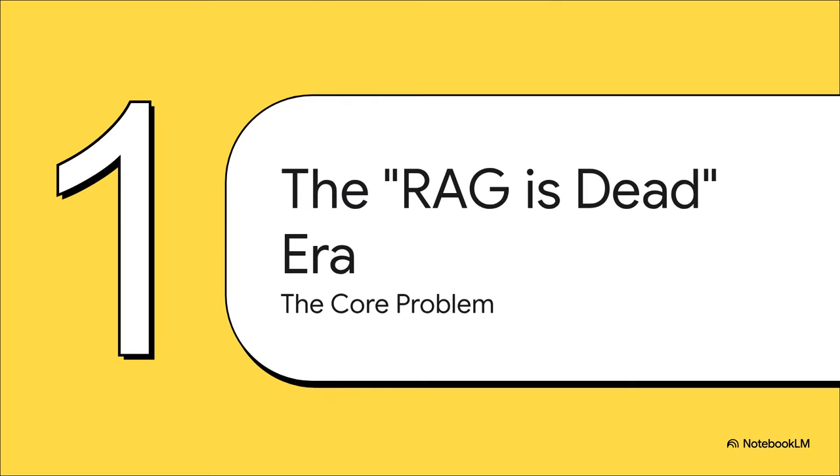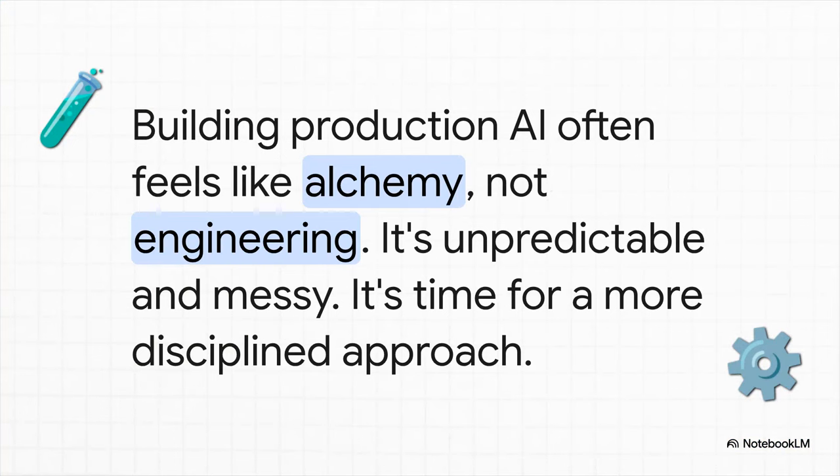To get why this shift is happening, you first have to understand the biggest problem that developers face when they're trying to build production-ready AI today. It's a challenge pretty much everyone in this space is feeling. Jeff Huber has this brilliant way of putting it. He says the gap between a cool demo and a reliable system you can actually ship, it's the difference between alchemy and engineering.